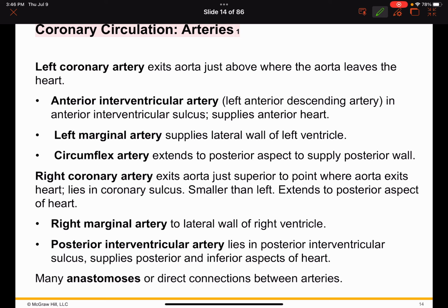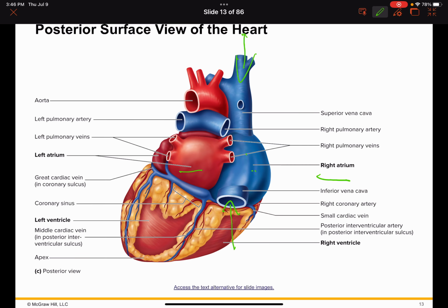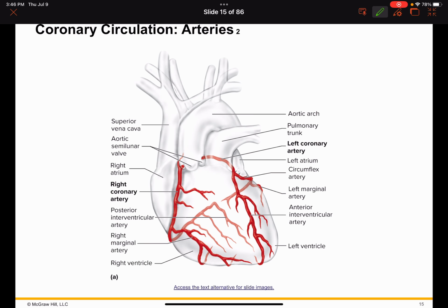So the coronary circulation arteries, left coronary artery exit aorta just above where the aorta leaves the heart. So you can see over here. So this heart muscle gets fresh blood. You can see that. So that aorta starting here, ascending aorta.